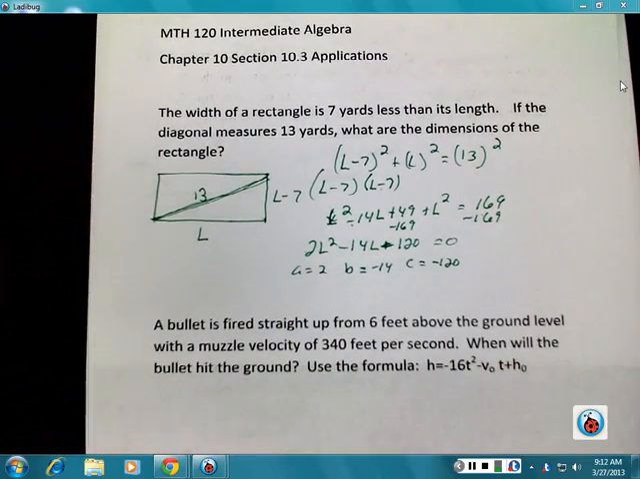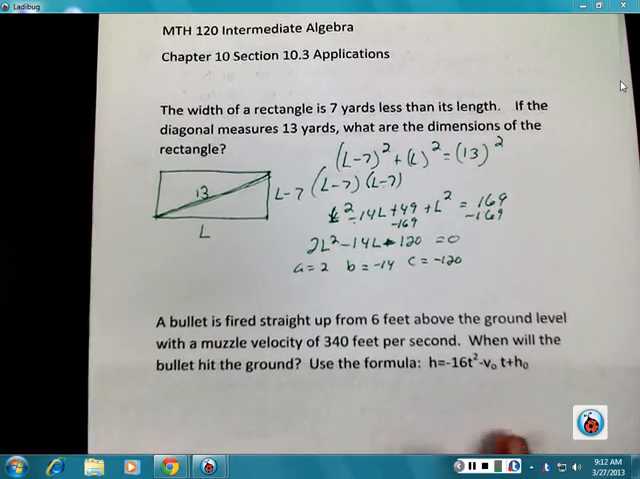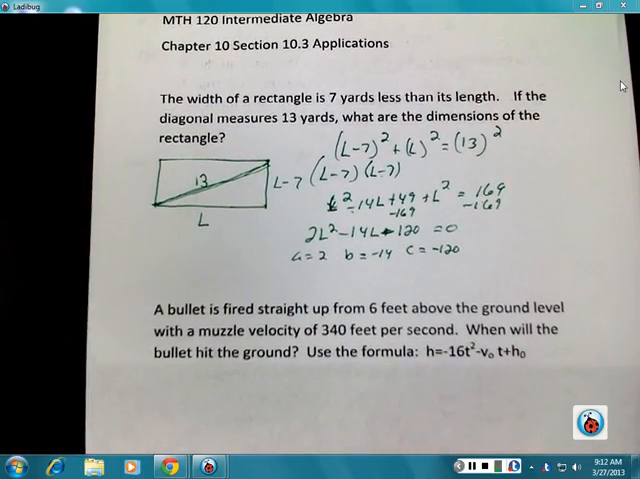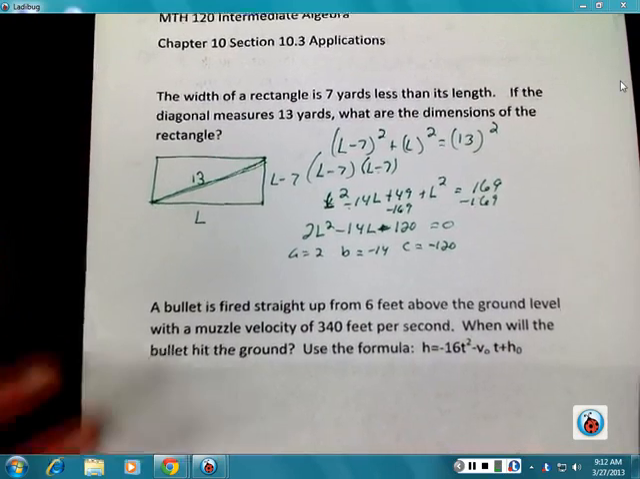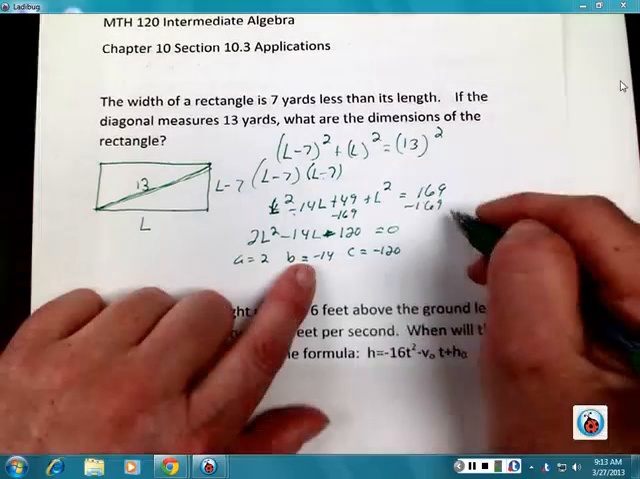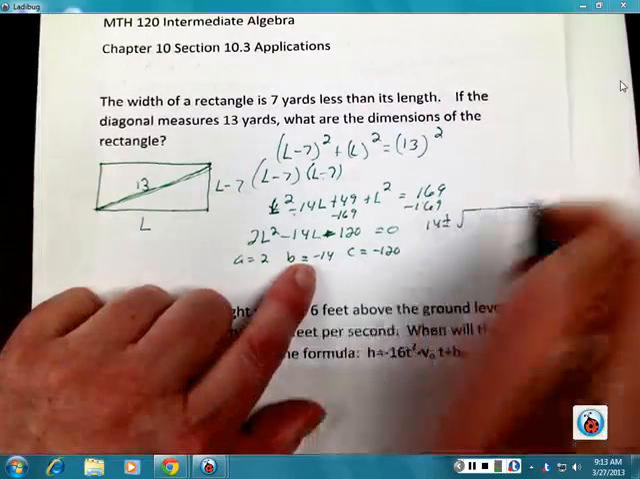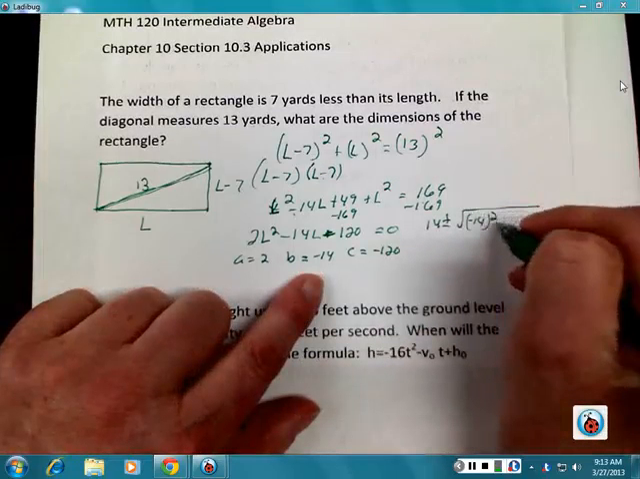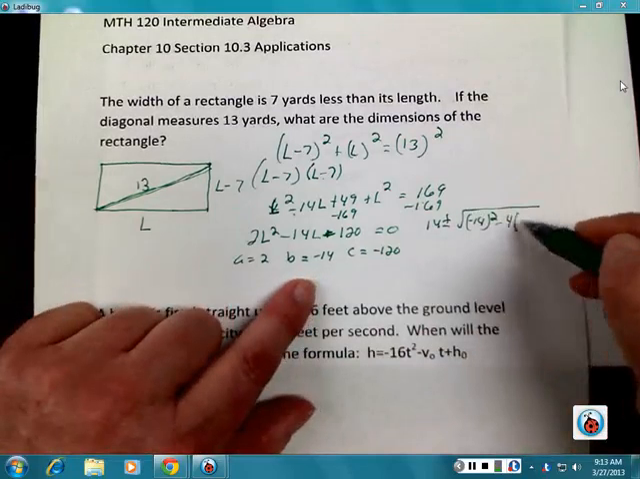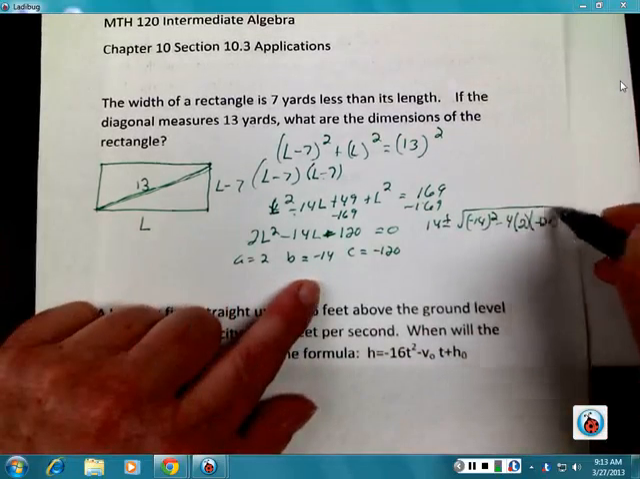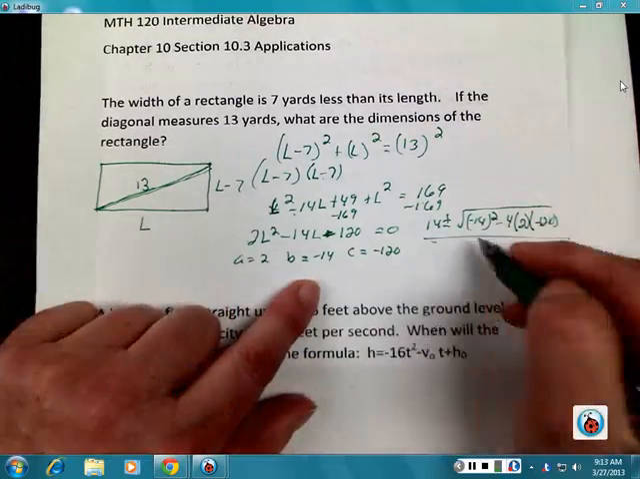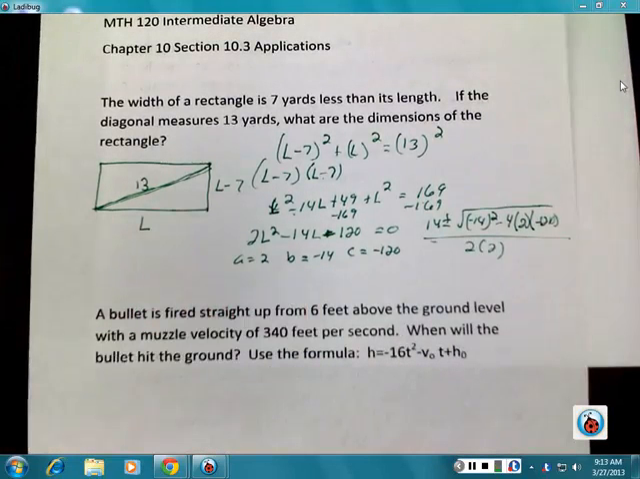So notice my numbers get pretty fair size in here. Let's go and see what we can end up with for my answers. If I plug it into my quadratic formula, I'm going to have 14 plus or minus the square root of a negative 14 squared minus 4 times 2 times a negative 120, all over 2 times 2. And what is that if I stick it all on my calculator? What values am I going to end up with?